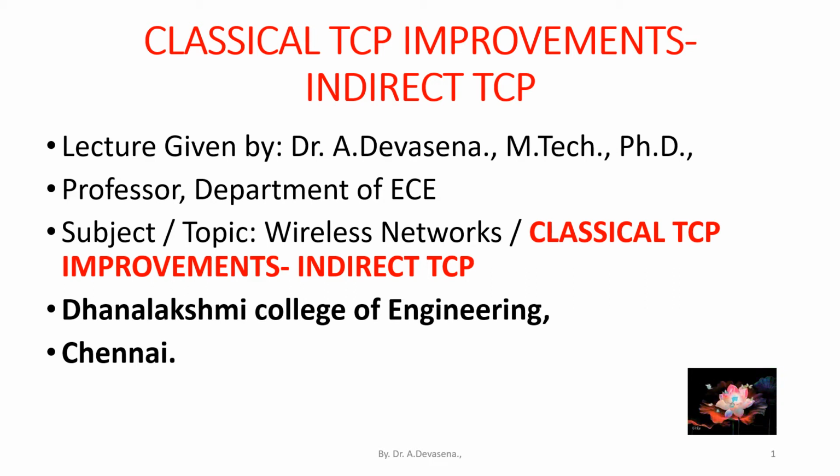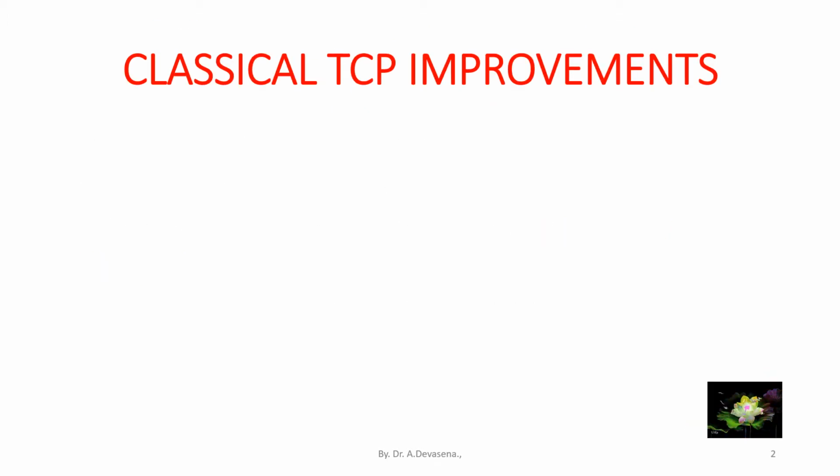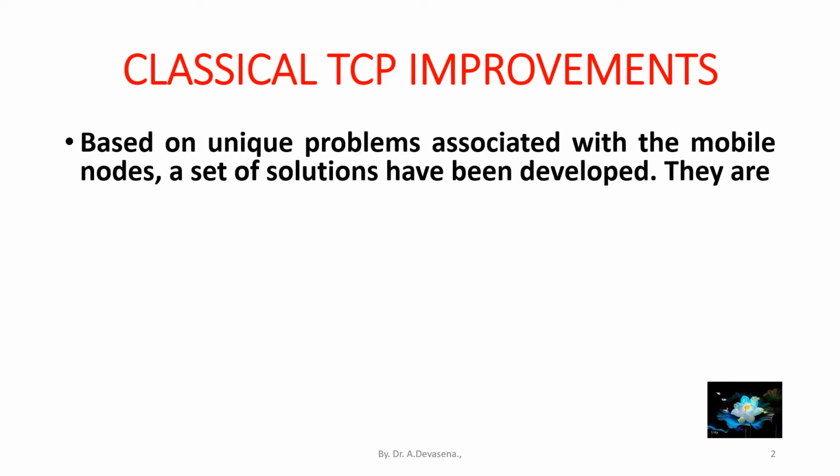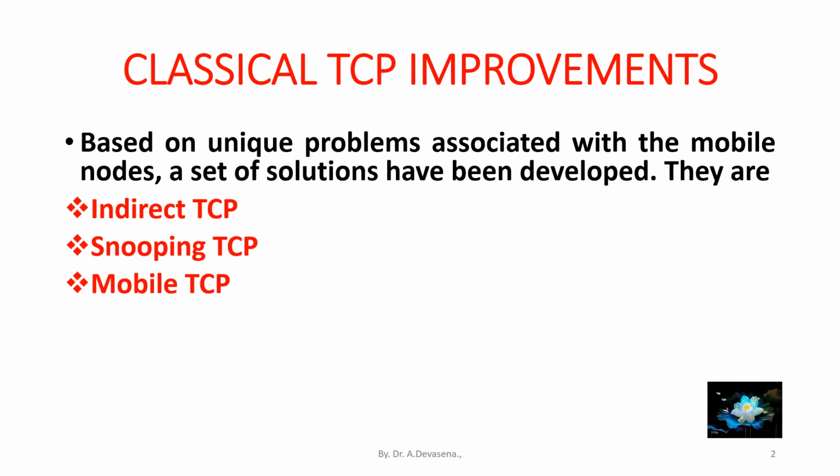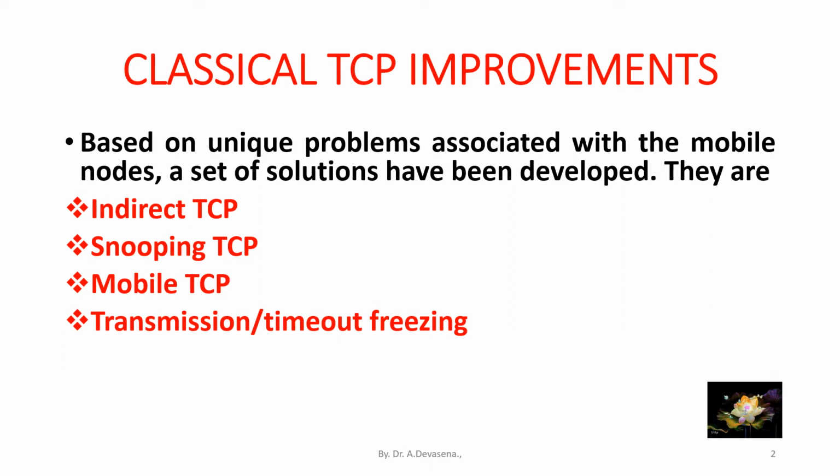In that, the indirect TCP topic we are going to discuss. This topic is present in the subject wireless networks. Classical TCP improvements. Based on unique problems associated with the mobile nodes, a set of solutions have been developed. They are Indirect TCP, Snooping TCP, and Mobile TCP. In this lecture, we are going to discuss about Indirect TCP in detail. Let us see the lecture.